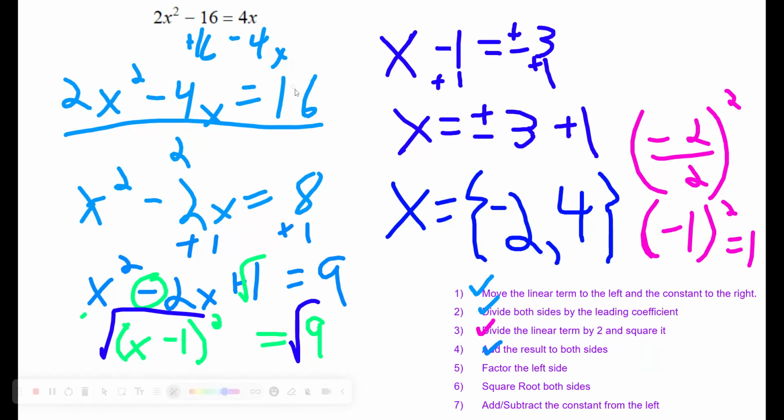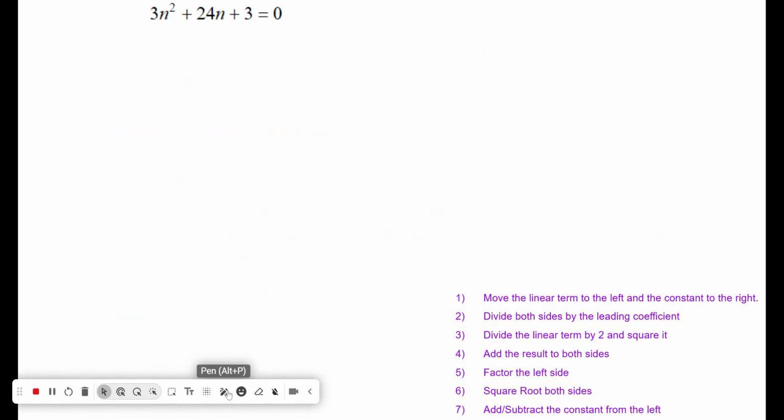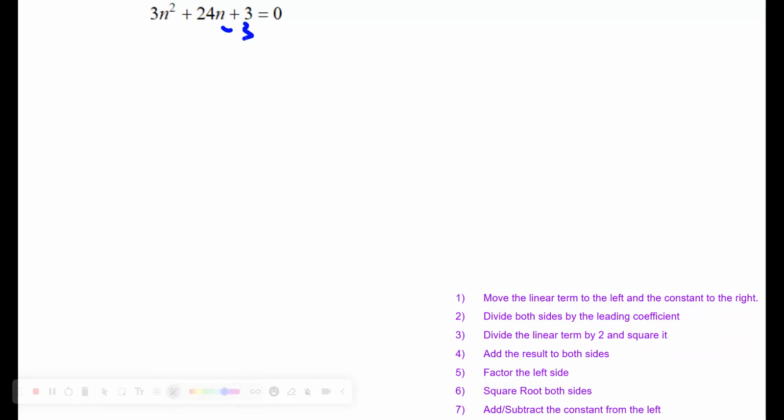So we have solved for x by completing the square. Really complicated process. There might be other ways to do it, but it will really help in our second example here. 3n squared plus 24n plus 3. Looking at our first step, move the linear term to the left and the constant to the right. I need to subtract 3 from both sides. I'm left with 3n squared plus 24n equals negative 3.